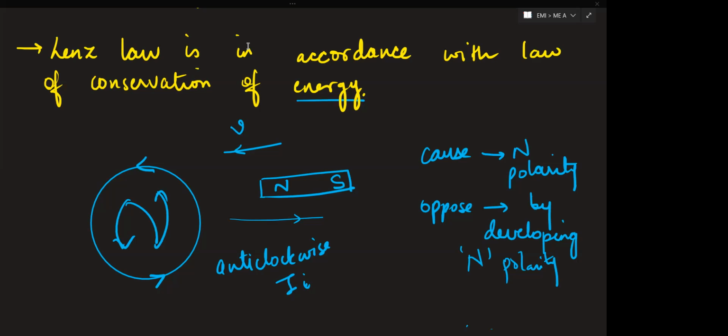V is some random velocity that I've taken. It's just to depict that the bar magnet is in motion. Nothing else, just velocity to depict that the bar magnet is moving.